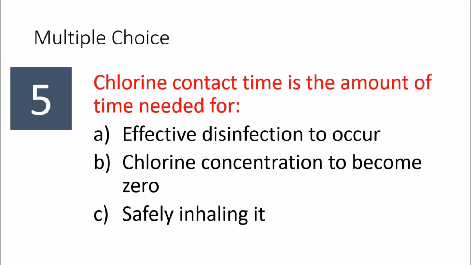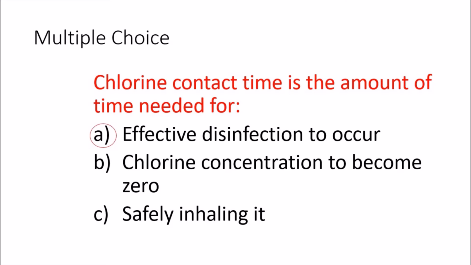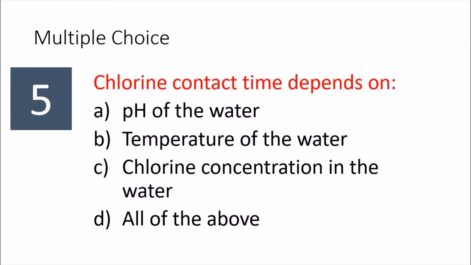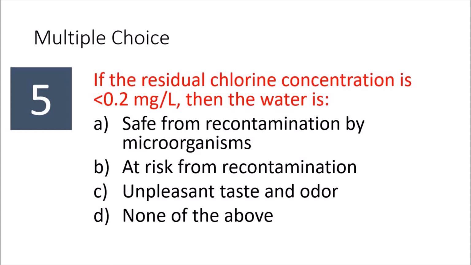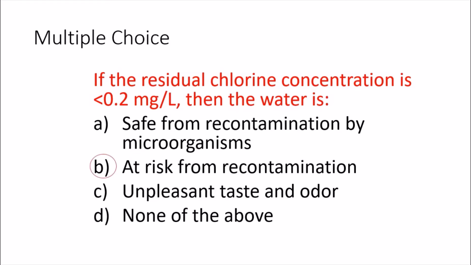Chlorine contact time is the amount of time needed for effective disinfection to occur. Chlorine contact time depends on all of the above. If the residual chlorine concentration is less than 0.2 milligrams per liter, then the water is at risk from recontamination. The concentration must be above 0.2 milligrams per liter.